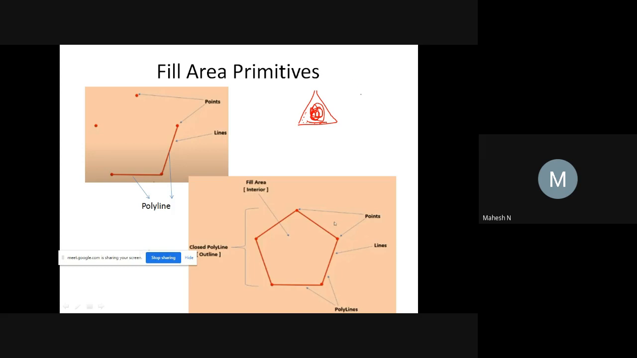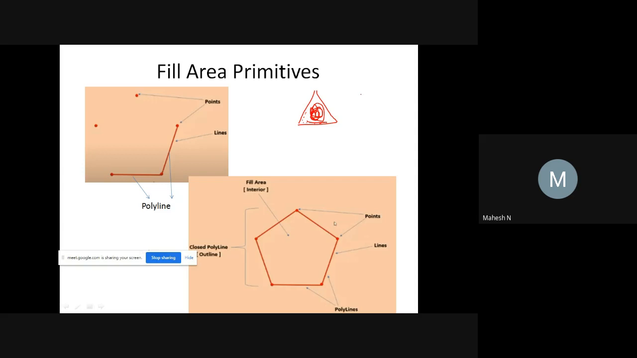So that is what I need to do first. First I need to identify the borders. Next I need to identify the inside pixels and outside pixels of that border, and I will take the inside pixels and color the particular image, the particular object.